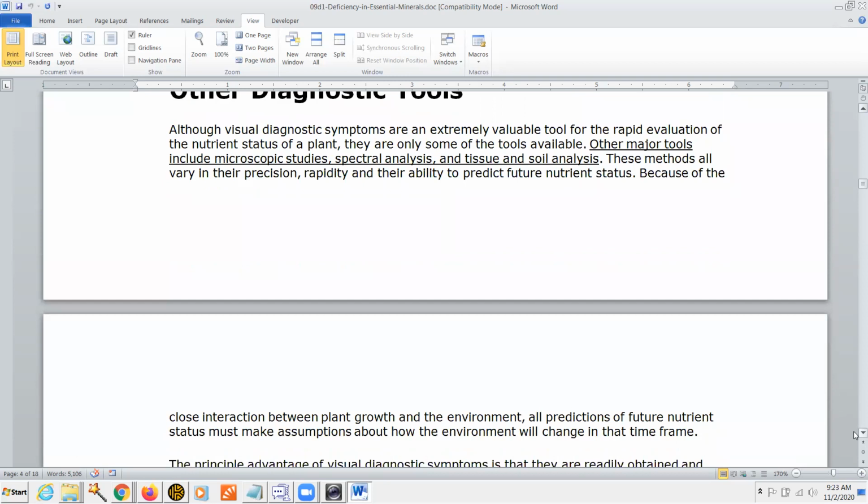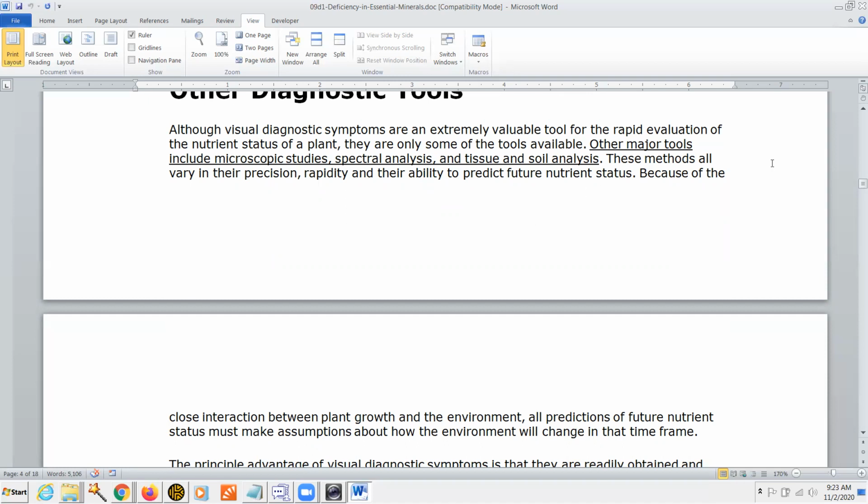Diagnostic tools, I do want to point out a couple of things here. Microscopic studies of plant tissues, spectral analysis, meaning you're using the different wavelengths of light, and you're using specialized imaging techniques to look at plants either close up in a laboratory or from overhead in a drone photograph. And tissue analysis, where you take petioles or leaf tissue and send them to a laboratory, or soil analysis. All of these are ways of trying to diagnose what's going on.